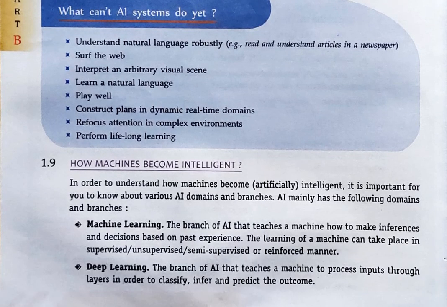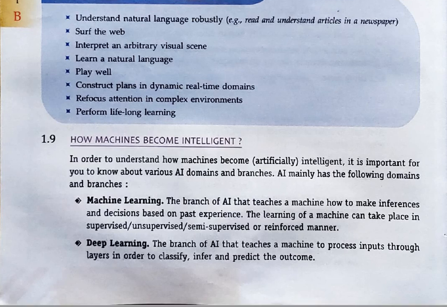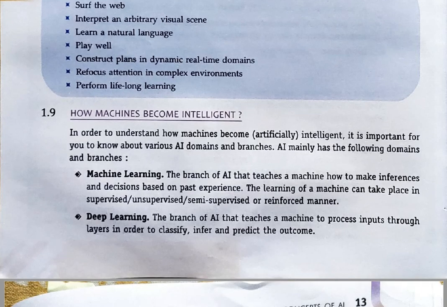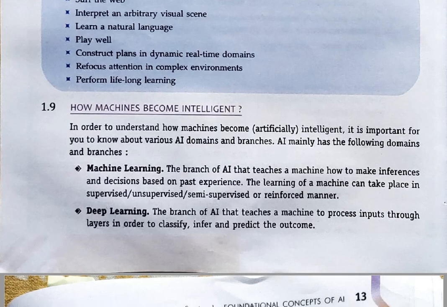After discussing all these topics, you might have some doubts, like how machines become intelligent. So artificial intelligence has the following branches that deal with making the machine intelligent. The first one is machine learning. Please pay attention to the term machine learning. It is a branch of AI that teaches a machine how to make decisions based on their past experience or the data that has been given to the machine.